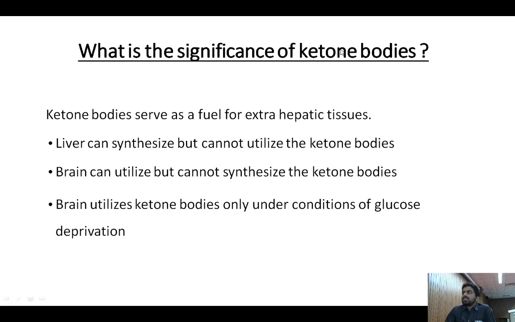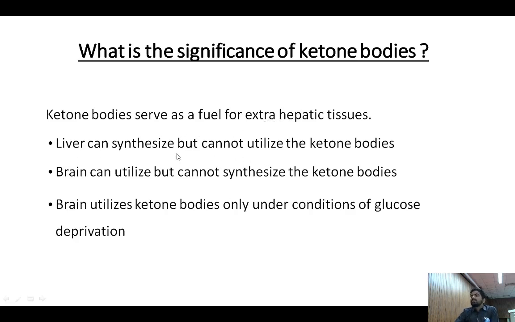So what is the significance of ketone bodies? Ketone bodies serve as fuel for extrahepatic tissues. It means when there is a deficiency of glucose, the glucose we take acts as fuel, then the glucose stored as glycogen also acts as fuel, right? Then through gluconeogenesis, other molecules form glucose and ultimately that gives energy. When all these are exhausted, ketone bodies are formed in the liver, but they act as fuel for extrahepatic tissue. Their formation happens in the liver, but they are used outside the liver.